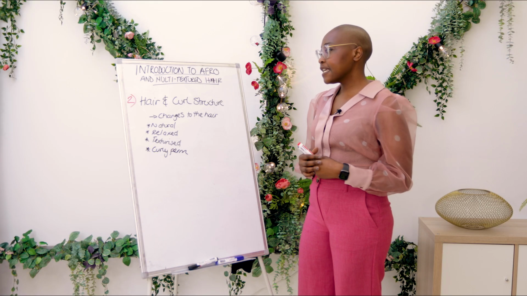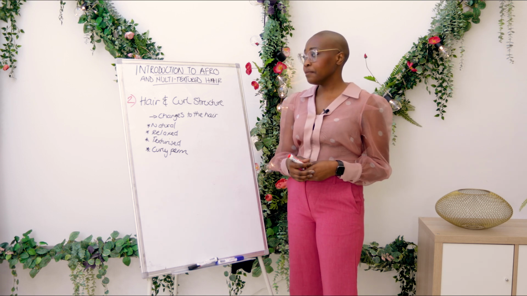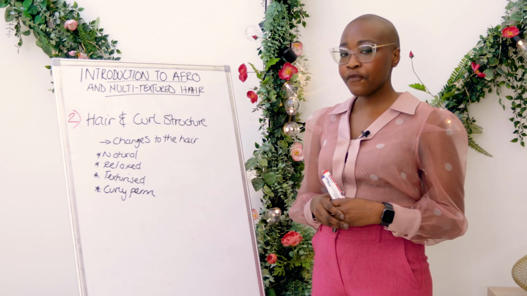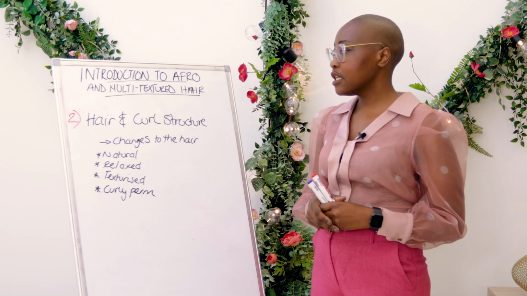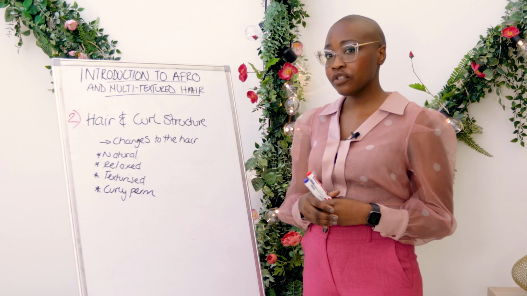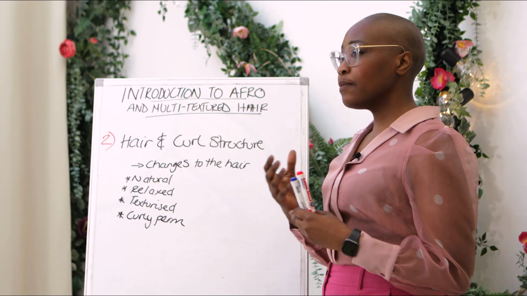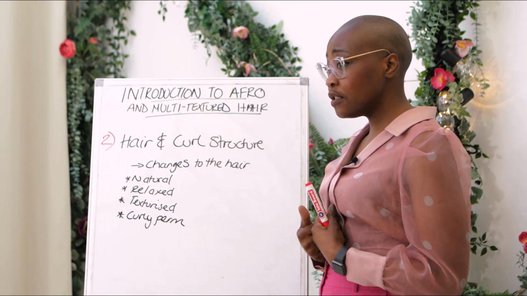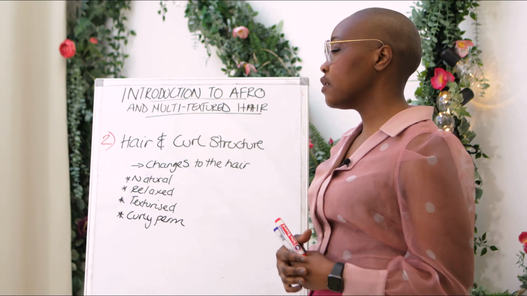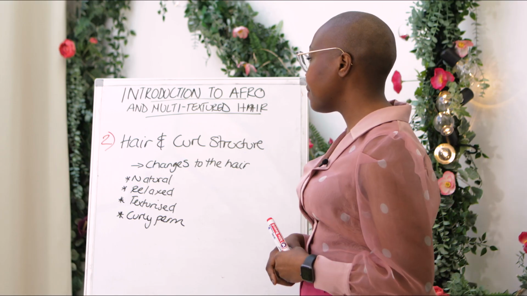So we're on to our second key point that we want to focus on, which is the hair and the curl structure. So we already know what Afro and multi-textured hair is at this point. Now we need to know what are some of those changes that can be made to the curl structure or the hair itself. Is it important for you to know these changes, and how does it affect you as a stylist if you weren't aware of this, or if you are aware of the changes that can be made?